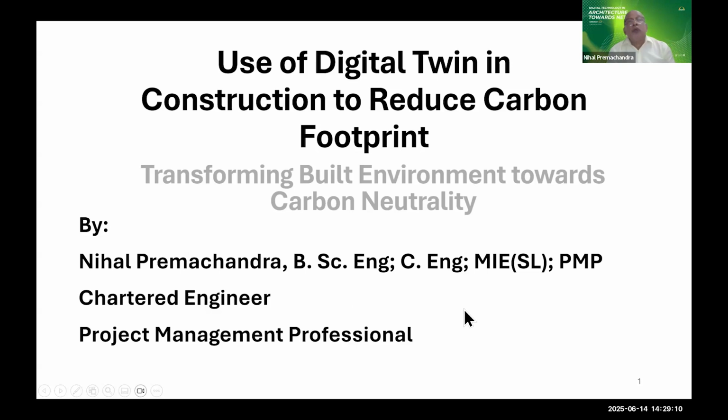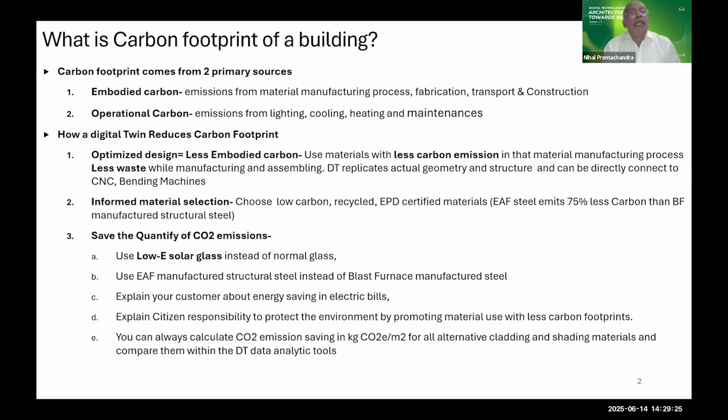Of course, I'm trying to show you how you can use the digital twin in construction to reduce carbon footprint, and showing you the way how to transform the built environment toward carbon neutrality. Right. Now, what is the carbon footprint of a building?